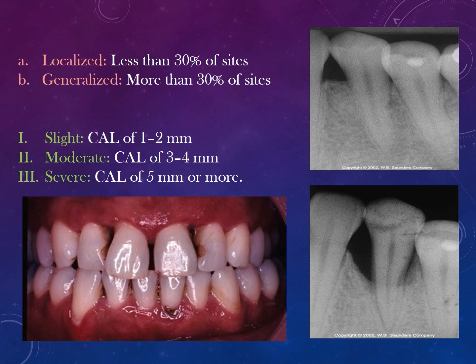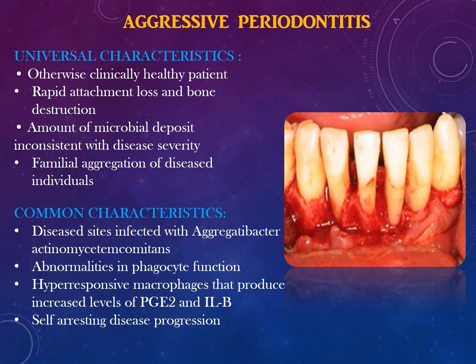Moving on to aggressive periodontitis. The universal characteristic of aggressive periodontitis is that it occurs in an otherwise clinically healthy patient. There is rapid attachment loss and bone destruction. The amount of microbial deposits is inconsistent with the disease severity. So it shows that the disease can be severe even at sites with lower plaque accumulation. And there is familial aggregation of diseased individuals.